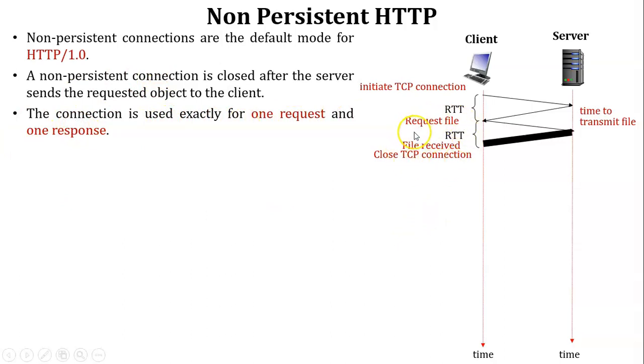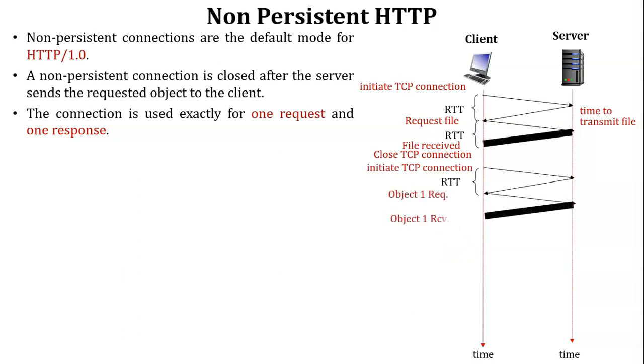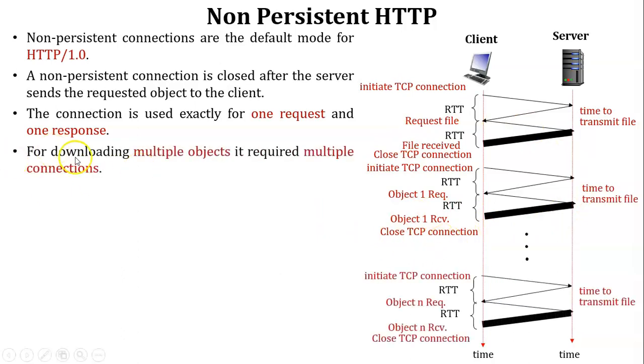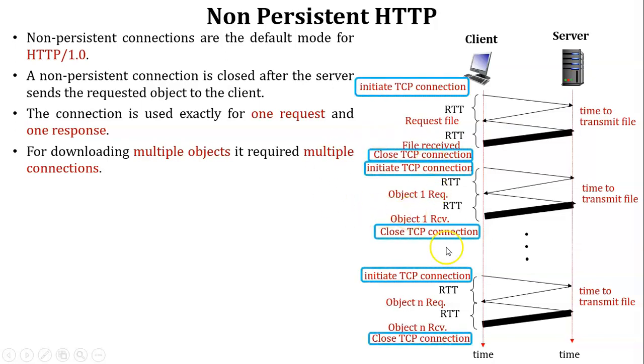There is one object in the received file, and the client wants to access that object from the server. So how can the client access that object? First of all, the client initiates the TCP connection request to the server. The server will accept the TCP connection, and then the client sends the object 1 request and receives it from the server. After receiving that object, the TCP connection is closed again. So for downloading multiple objects from the server, it requires multiple TCP connections. Now see in this diagram, multiple objects are requested using multiple TCP connections.